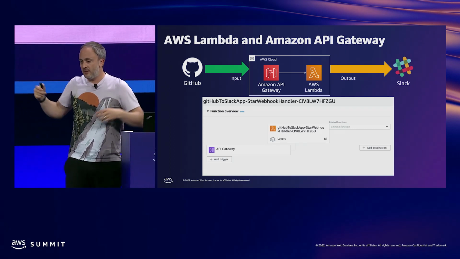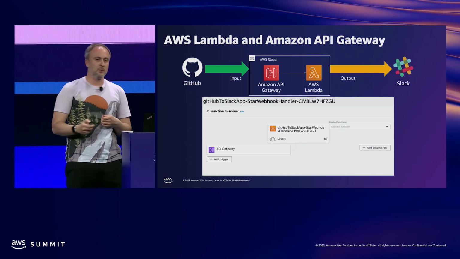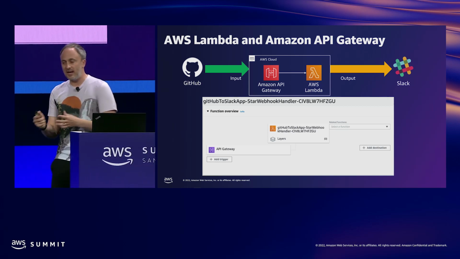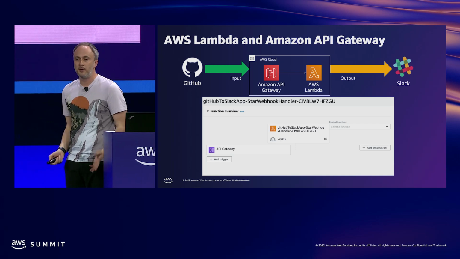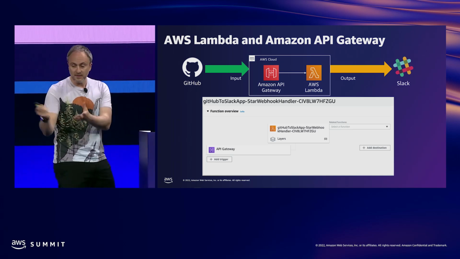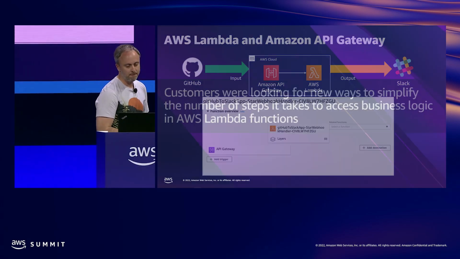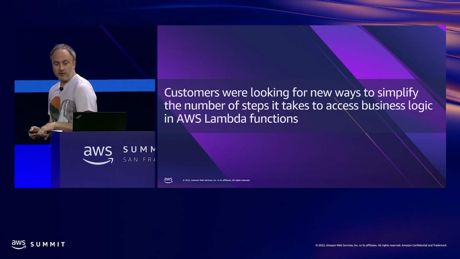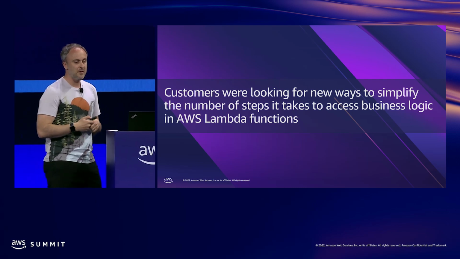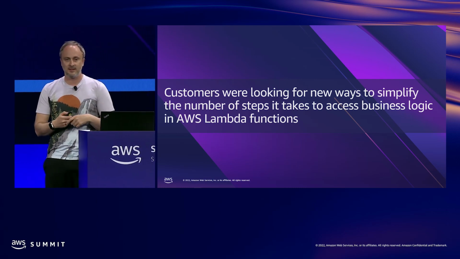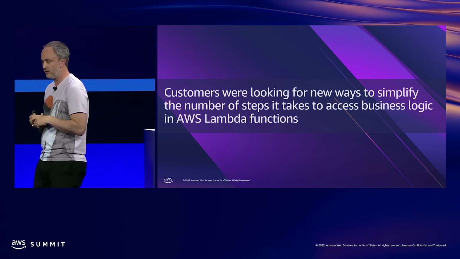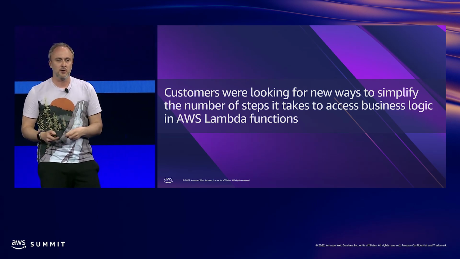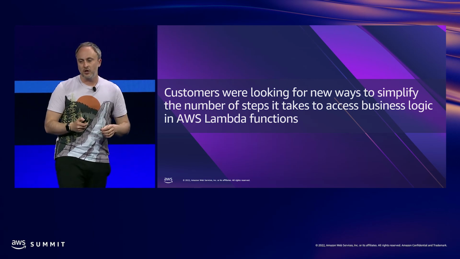So API Gateway is this really comprehensive service for building APIs at almost any scale to create a URL which acts as a front door to your AWS services, okay? And this works great. But customers have been looking for a year or two now for new ways to simplify the number of steps that it takes to access business logic in their Lambda functions. Customers wanted an easier way to access their Lambda functions and invoke it, an easier way to generate a URL.